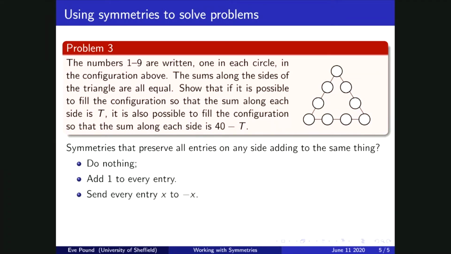Another one which is really interesting is you could send every entry, x, for example, to its negative. That would definitely work with the totals being right, because it would send the total t to the total negative t.